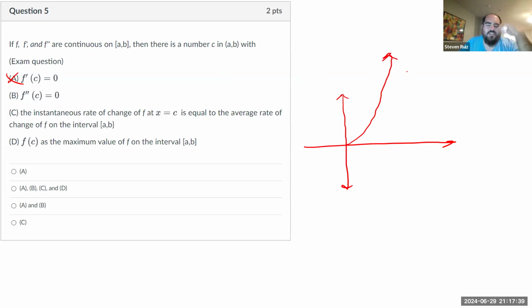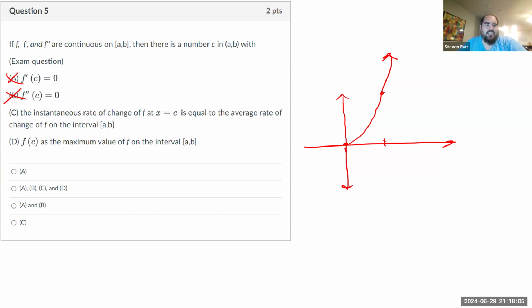So what I've tried to do here is draw a graph, let's say the interval is from here to here, that is increasing everywhere and concave up everywhere. If that's true, there's no way that I can have a place where the derivative is equal to 0, and I can't have a place where the second derivative is equal to 0. So I'm going to throw out B as well. We already suspect C is right, so let's move on to D.